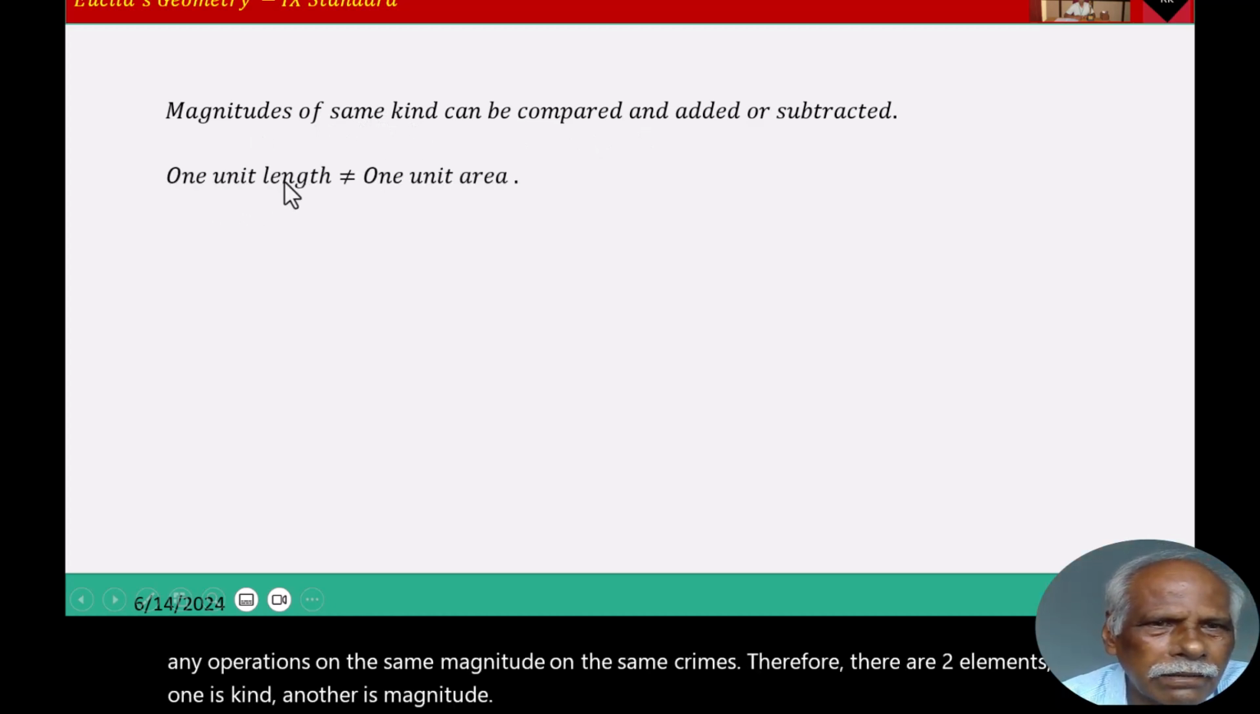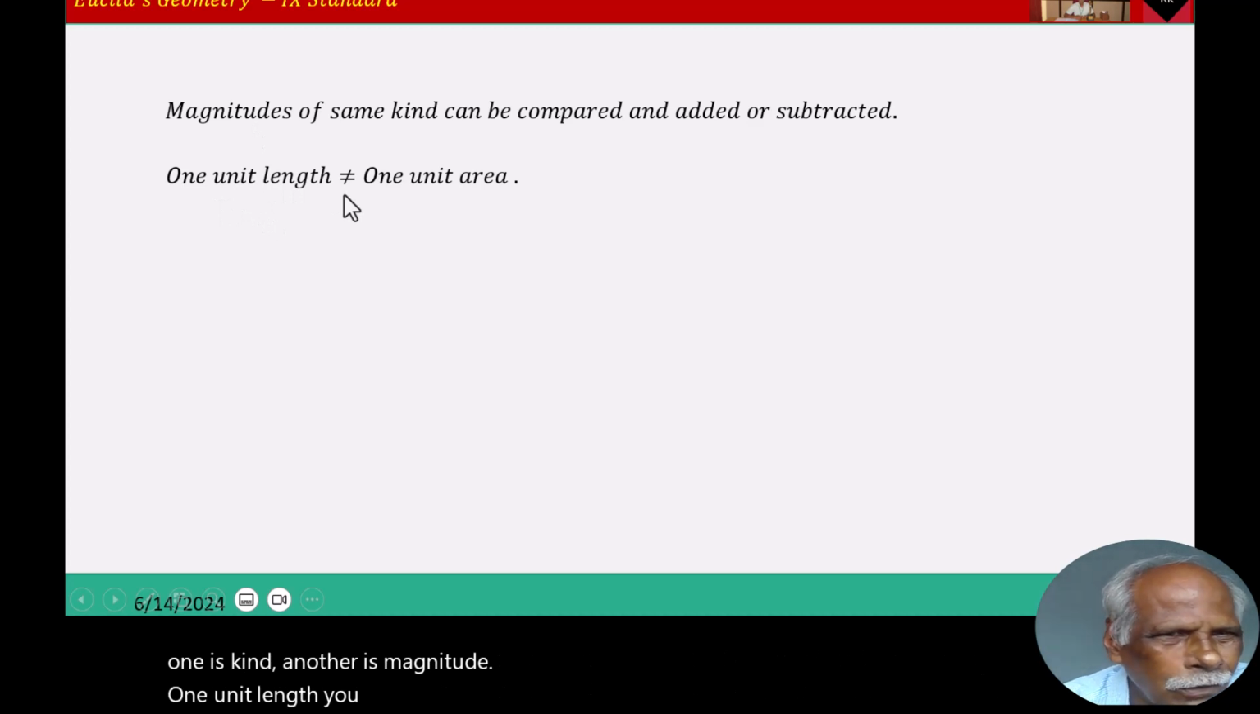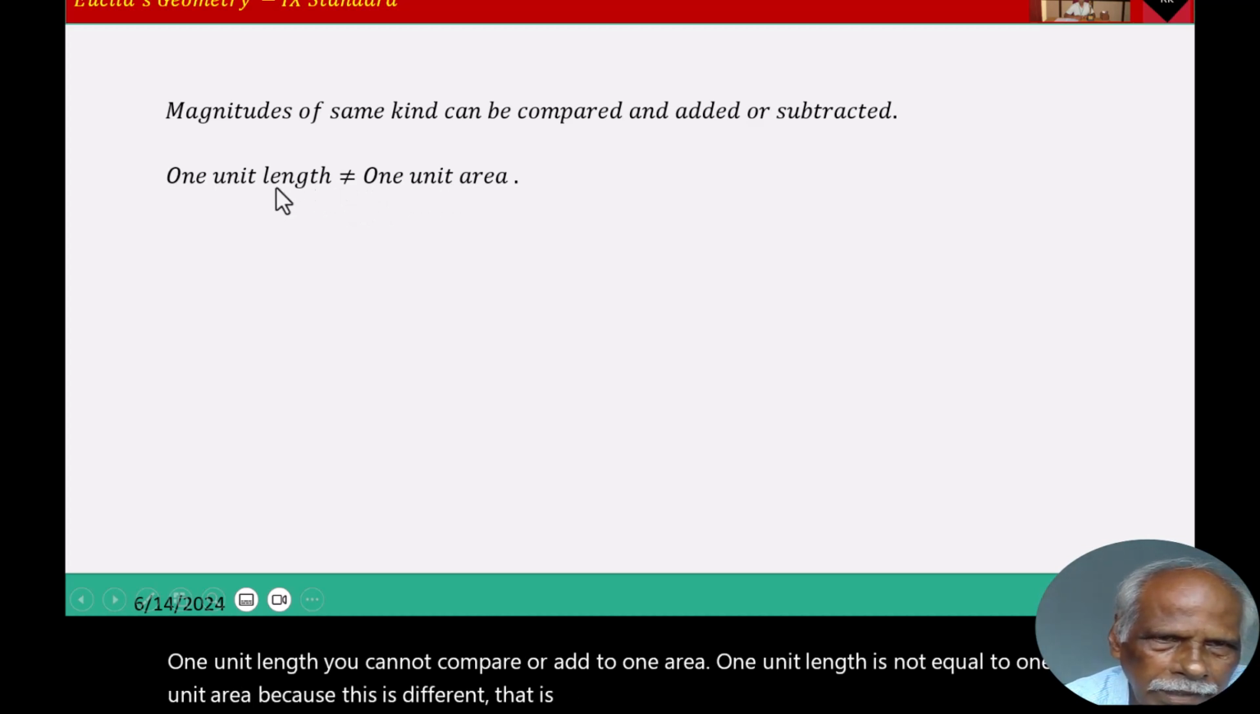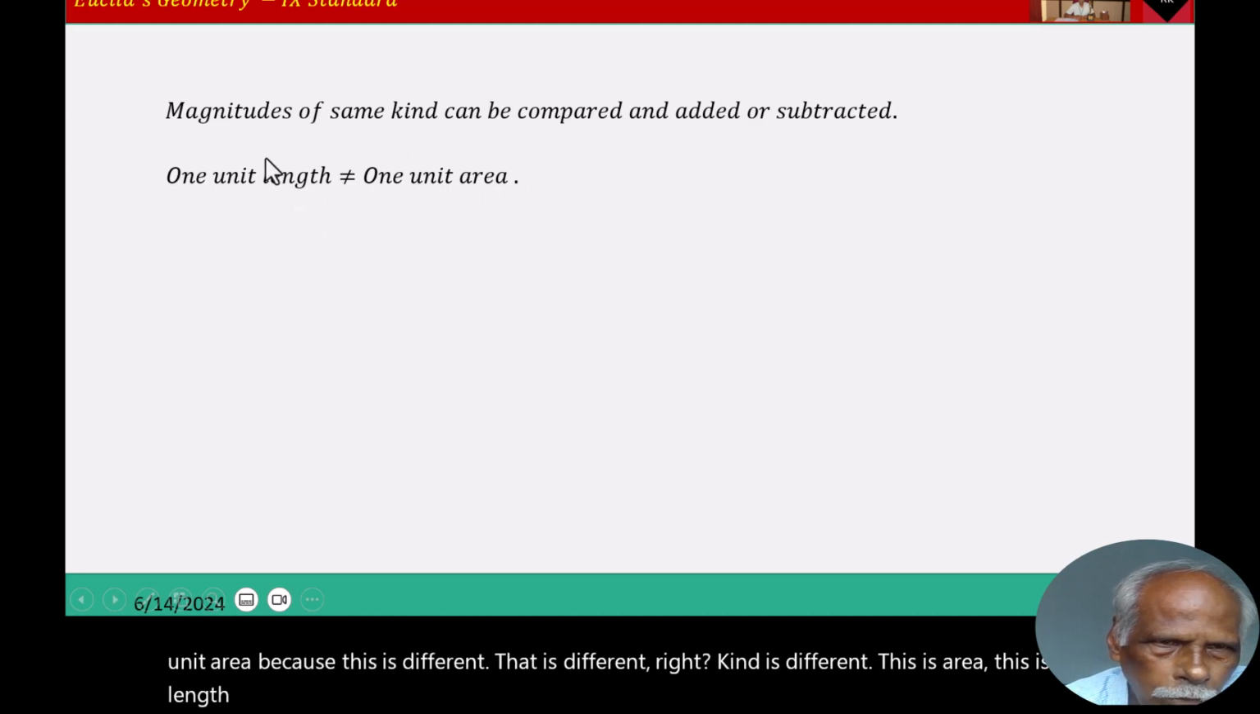1 unit length, you cannot compare or add to 1 area. 1 unit length is not equal to 1 unit area. Because this is different, that is different, right? Kind is different. This is area, this is length, right? And magnitude of 1 unit here is not equal to magnitude of 1 unit here.